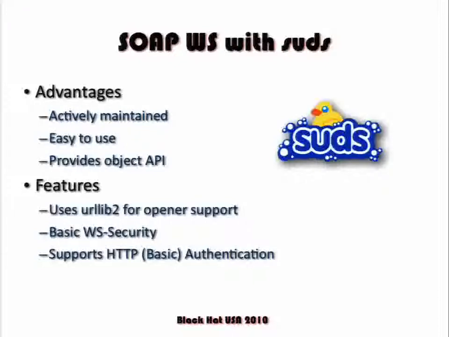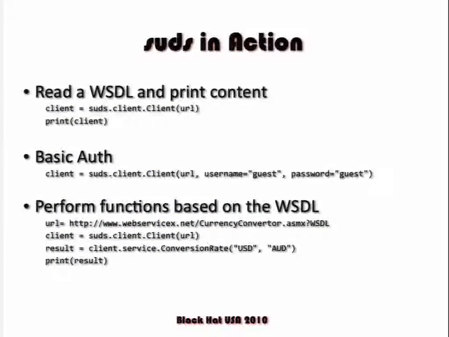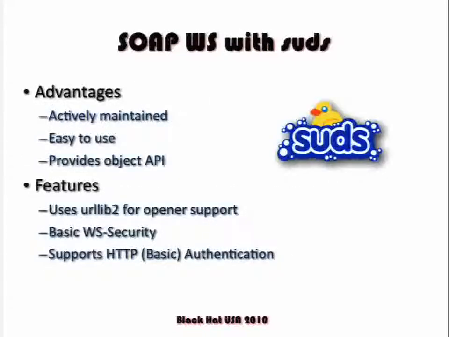But what you can do with suds, which is a module for Python, is you can create an object out of a WSDL and then start calling functions out of that very easily. Since it has an object API, it makes it very easy to call its methods. It uses URLlib2 for opener support. Since it's using URLlib2 underneath, that means it supports proxies, different types of auth, and all the things that URLlib2 supports. And it supports basic auth right out of the box. So if you specify username and password, it's going to submit that.